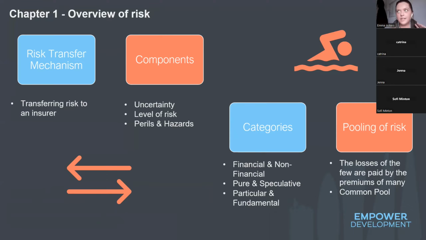And insurance is called a risk transfer mechanism. So we're transferring our risk to somebody else. So there's a risk that I'll lose my mobile phone. I don't want to pay for a new one because it costs a lot of money. So I'm going to transfer that risk to an insurer and insure my phone.